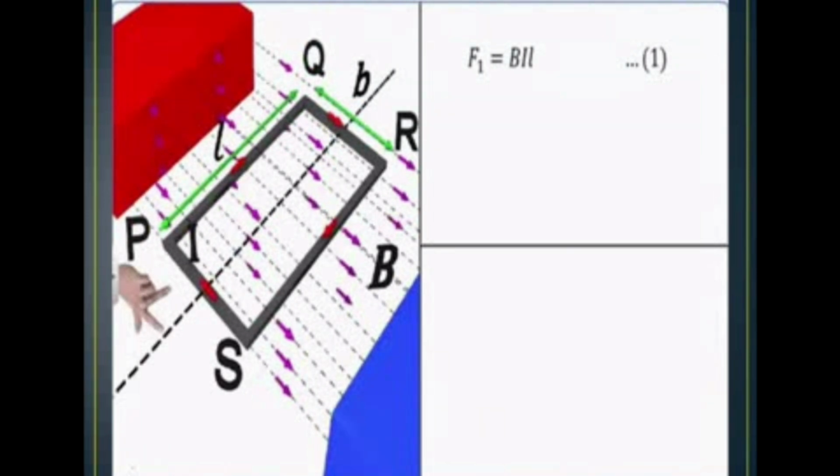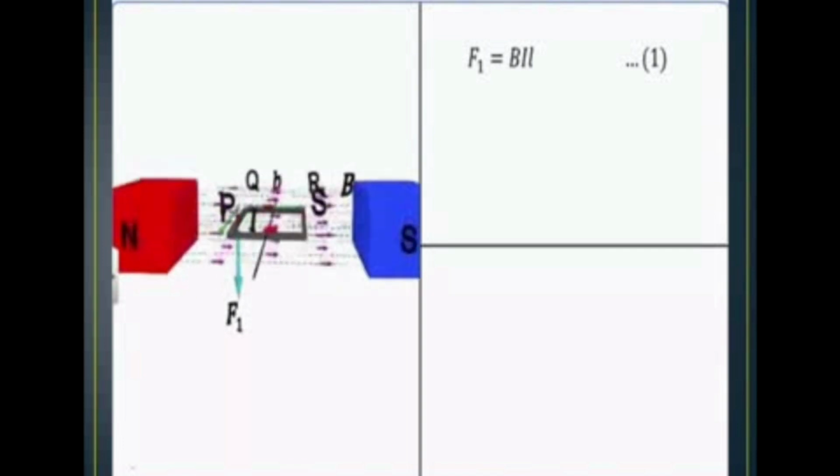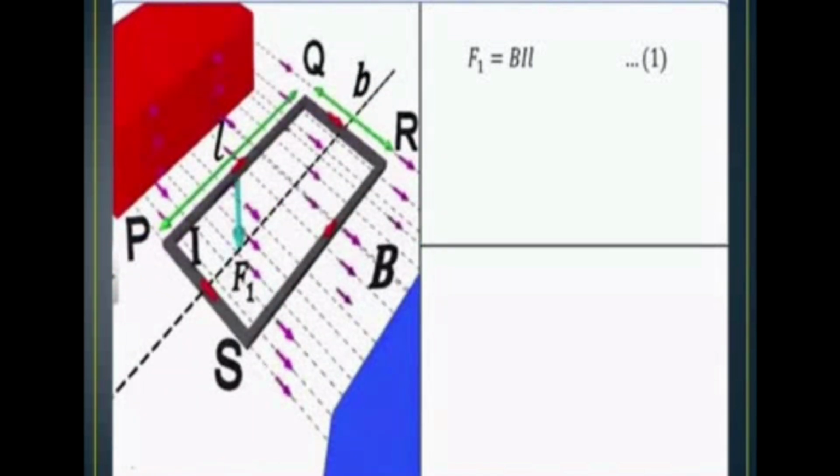Now we can take the other side of the closed loop. The forefinger indicates the magnetic field, the middle finger indicates the direction of flow of current, and the thumb indicates the direction of force. So the direction is downward. See that green line. So the coil's force F1 is acting in the downward direction. This is for the conductor PQ.